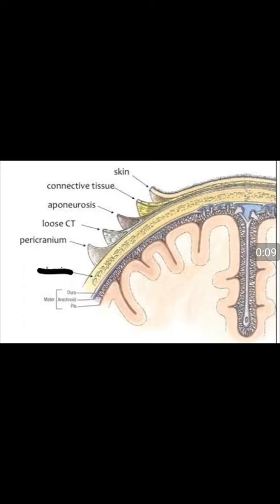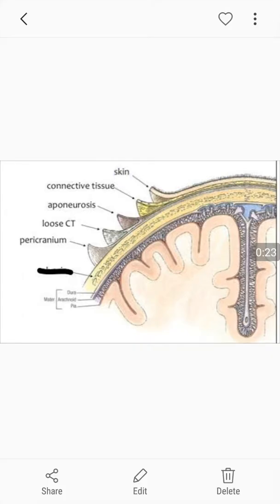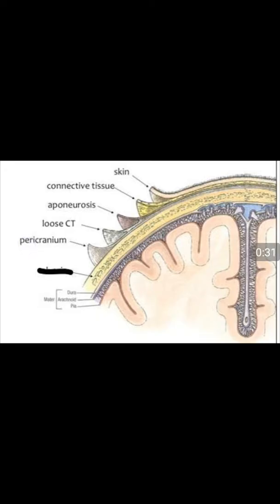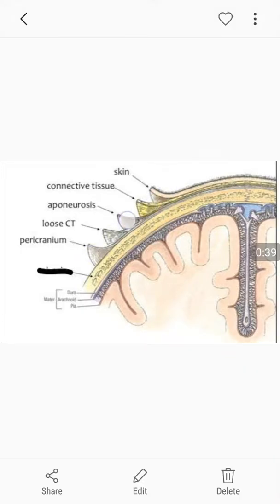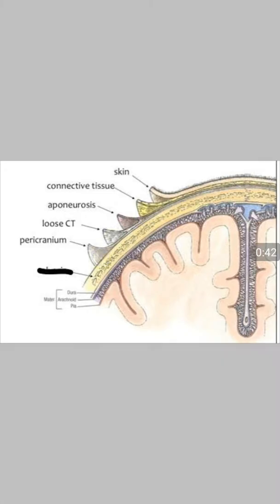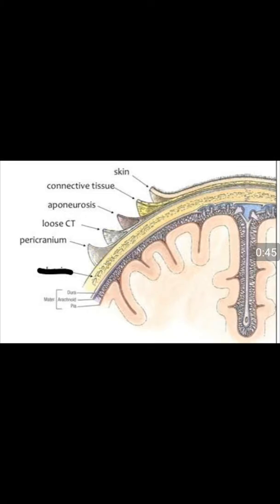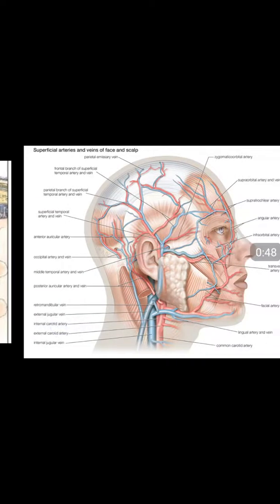The word scalp is comprised of five letters, SCALP, and each letter is derived from one of the five layers of the scalp. S is for skin, C for connective tissue, A for aponeurosis, L for loose connective tissue, and P for pericranium. So these five layers form the scalp. We will discuss each layer in further detail in a while.